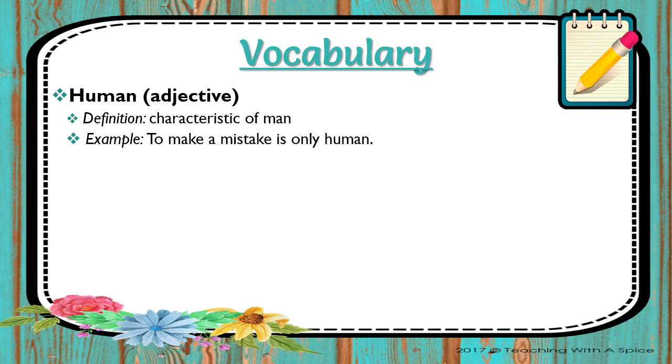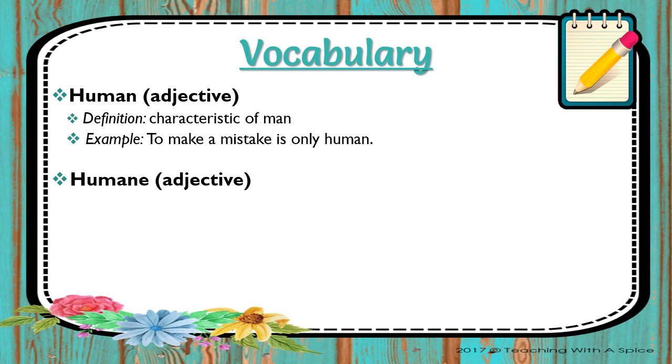So you're describing the mistake. The mistake is a human mistake. What kind of mistake? A human mistake. So it's used as an adjective to describe a characteristic of man. By man, I mean humans, other humans, humankind, people, just basic people in general.